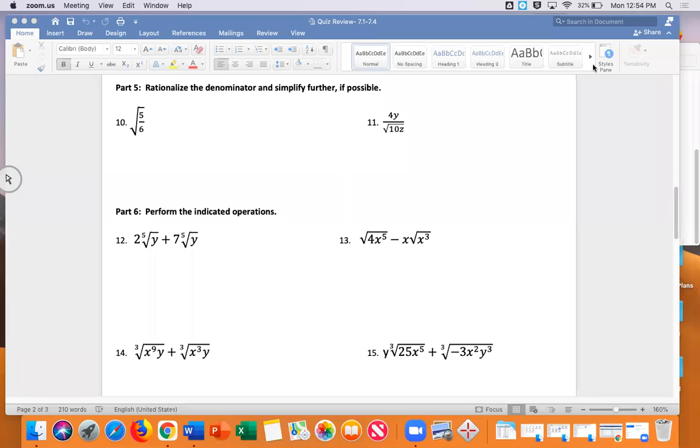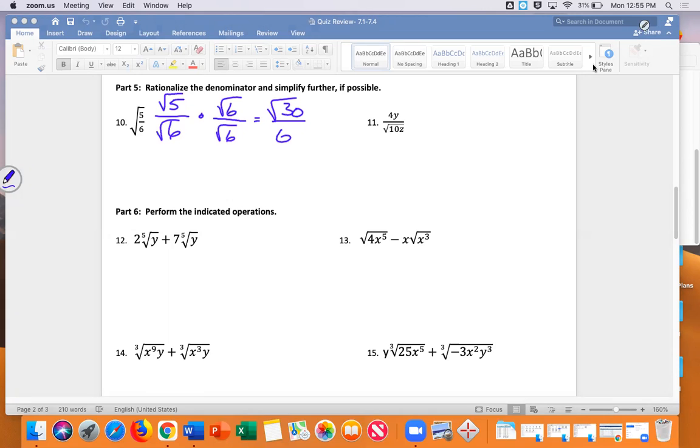All right, so with rationalizing the denominator here in the review for 7.1 to 7.4, the first thing you want to do is break this up into the square root of 5 over the square root of 6. And then we're going to rationalize by multiplying the top and bottom by root 6 over root 6. It's going to give me root 30 over 6. And then I want to look, Sarah, and see, can I simplify 30? And the answer is no. So then I move on to the next problem.